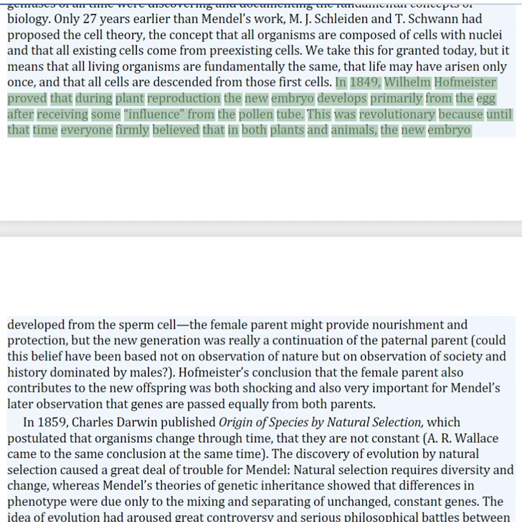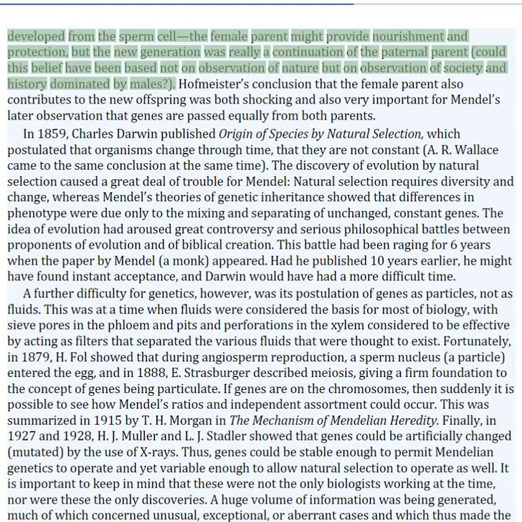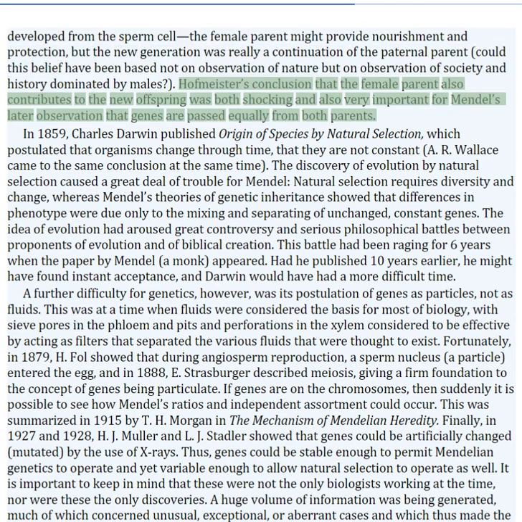This was revolutionary because until that time everyone firmly believed that in both plants and animals, the new embryo developed from the sperm cell. The female parent might provide nourishment and protection, but the new generation was really a continuation of the paternal parent. Hofmeister's conclusion that the female parent also contributes to the new offspring was both shocking and also very important for Mendel's later observation that genes are passed equally from both parents.